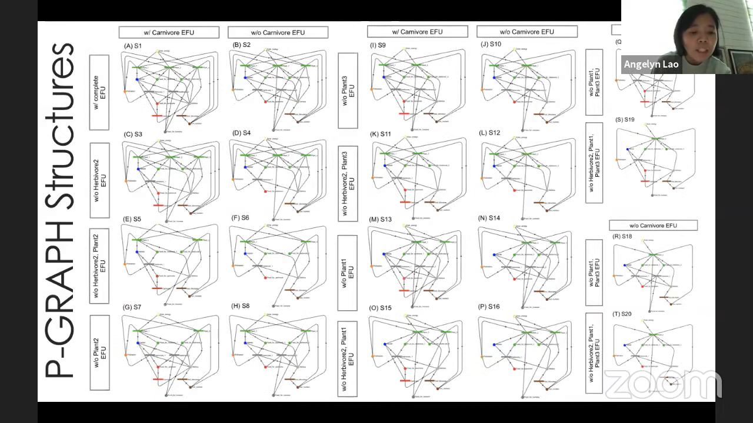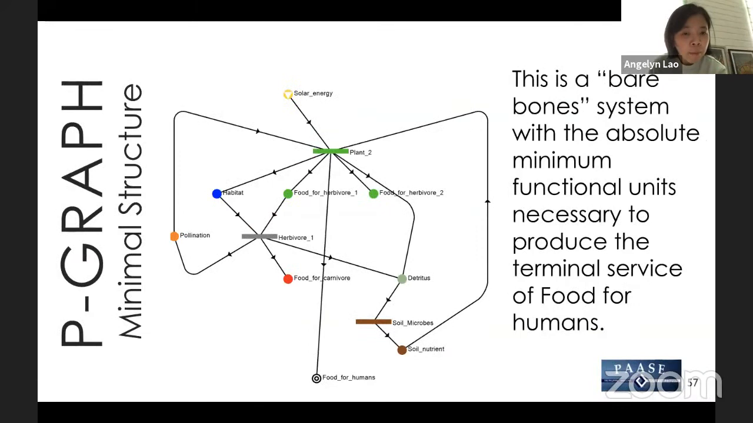So including the maximal structure, there are 20 different P-graph structures that are generated from the system. So these are all of them. And from all of those possible P-graph structures, this is the minimal structure. In the minimal structure, observe that plant 1, plant 3, herbivore 2, and carnivore are excluded from the system.